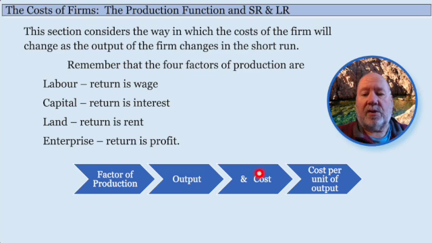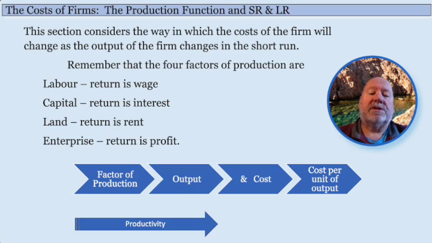Then we get to costs, and then at that point we can get to what we're really trying to get to at the end, which is the cost per unit of output. So this bit here, factor of production turning into output, of course, is known as productivity. So that's quite important that you pick up that idea.